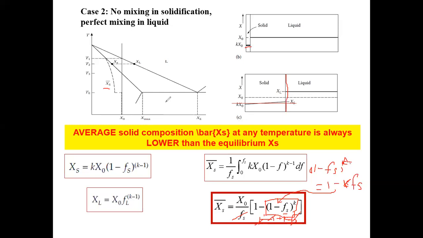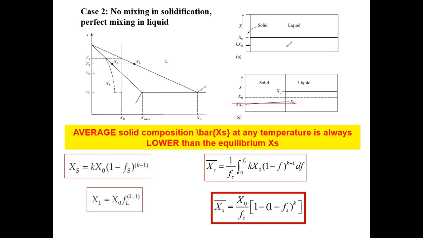Okay, but again, you see that this seems to diverge when fs goes to 1, because this power is going to give you an issue here: you have a very small number raised to a power. Nonetheless, this gives us some information about the average solid composition. Now, how can we understand this and how is it related to the equilibrium phase diagram that we have been using?